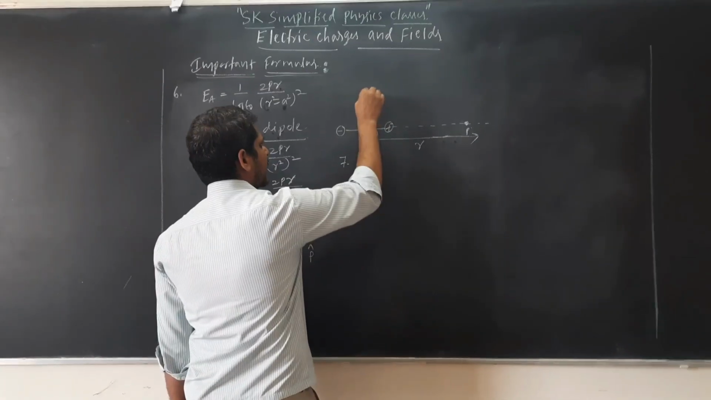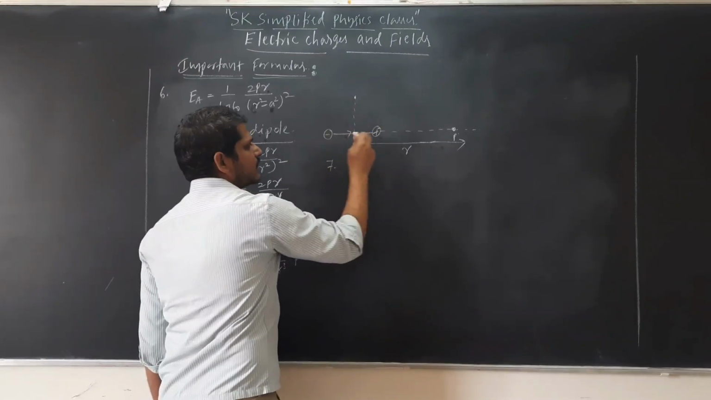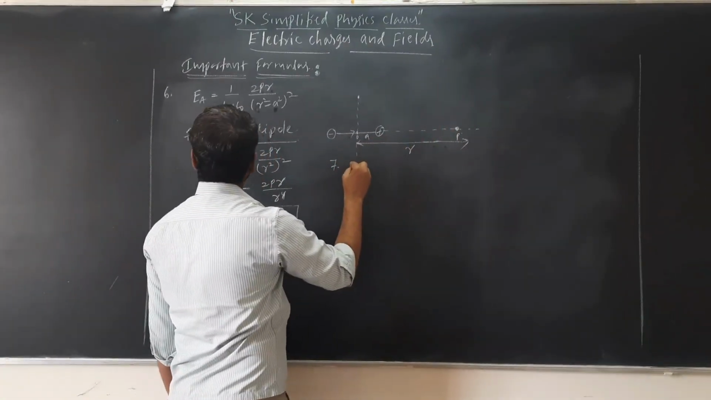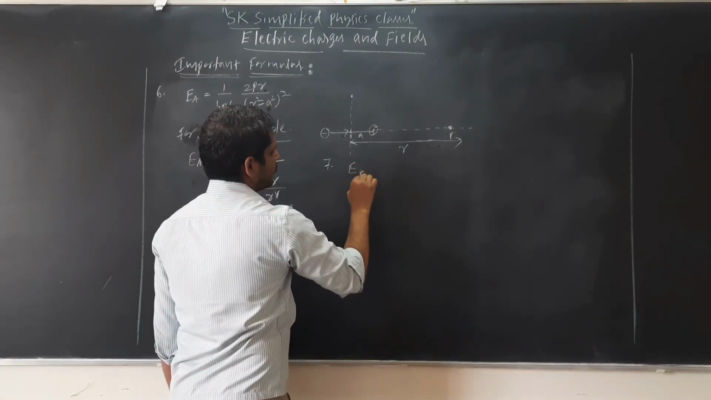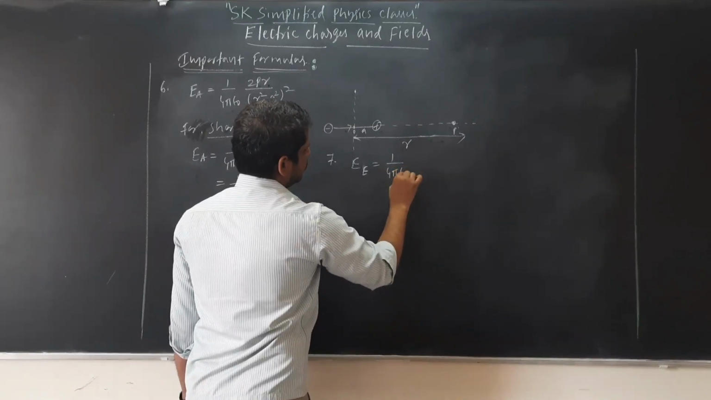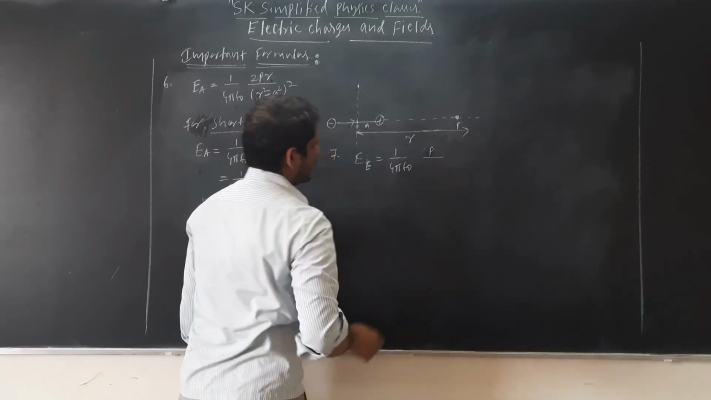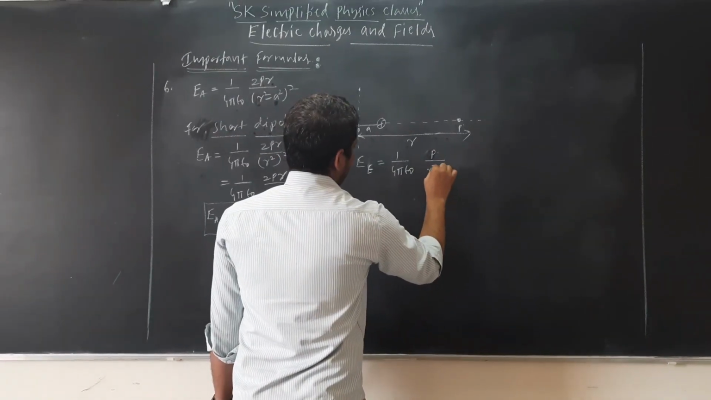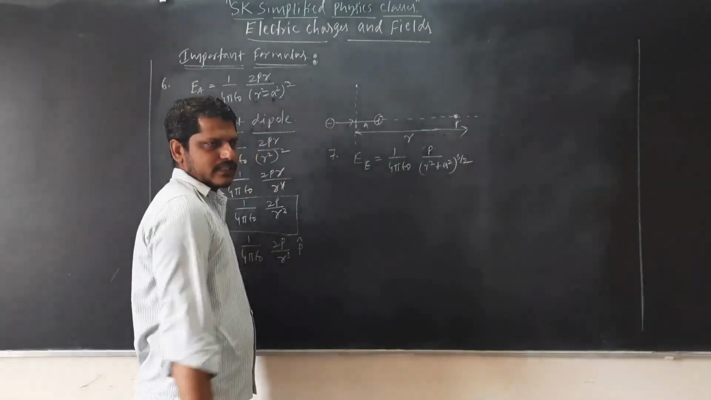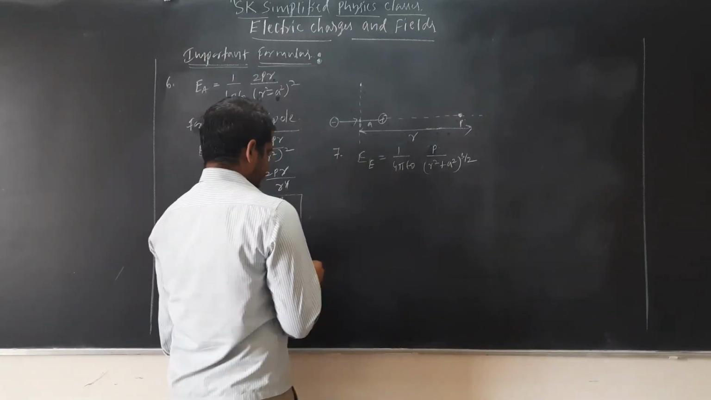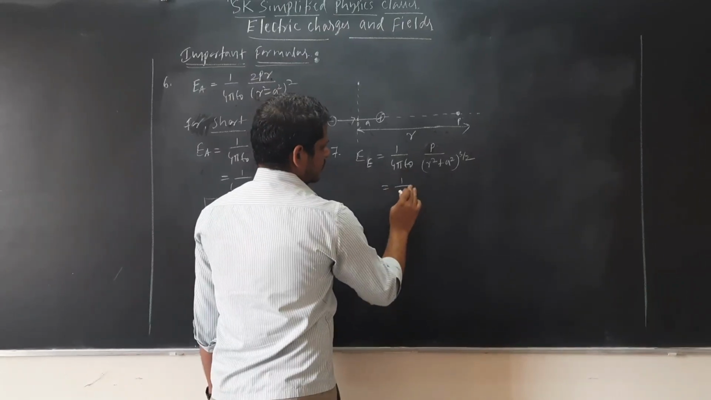Next is the expression for the electric field at a point on the equatorial line of the electric dipole. Suppose we are calculating the electric field on the equatorial line. This is the equatorial line, and this is the axial line. Then the expression along the equatorial line is given by 1 divided by 4 pi epsilon naught times p divided by (r square plus a square) whole to the power of 3 by 2. Here in the axial case it was 2p, but here it is only p.